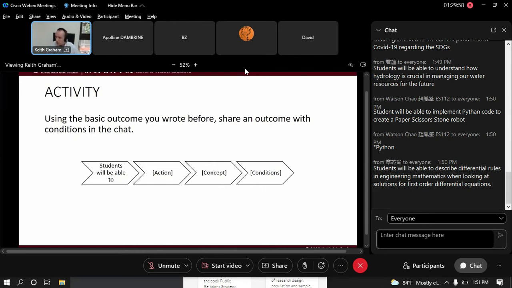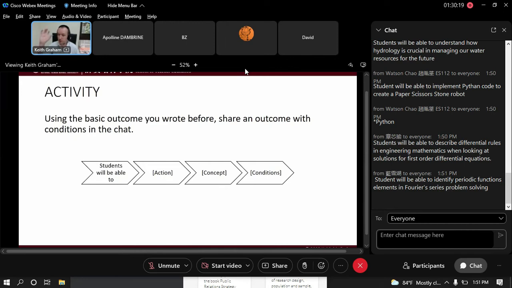I see two more things that have come in. Students will be able to implement Python code to create a paper, scissors, stone robot. Perfect. That is a very clear outcome. And the other one, students will be able to describe differential rules in engineering mathematics when looking at solutions for first order differential equations. I like that one as well. It seems very specific. There's a specific type of equation and describing the rules for it.